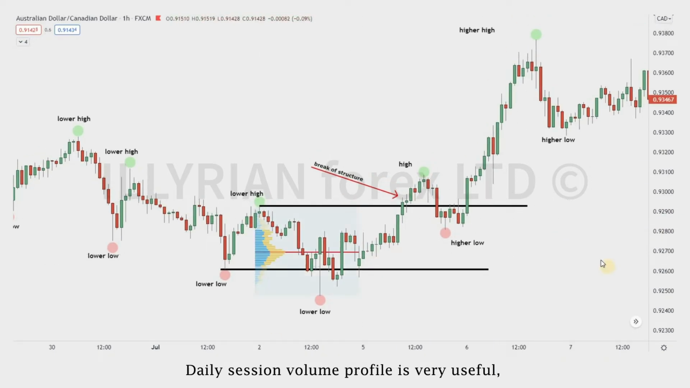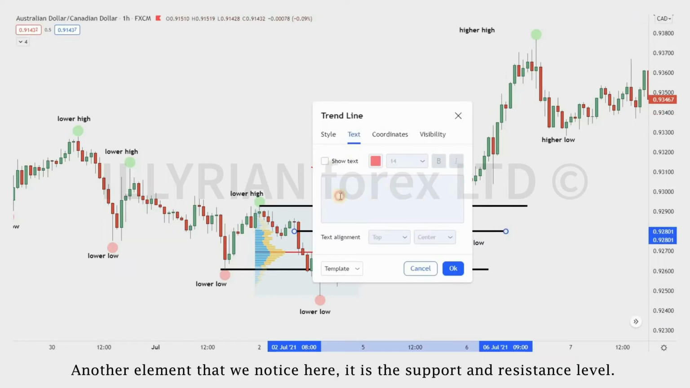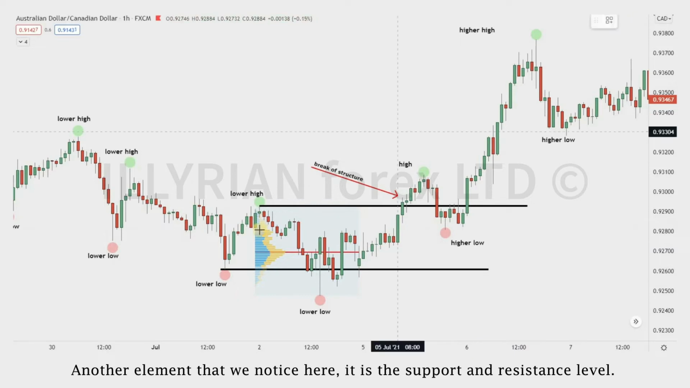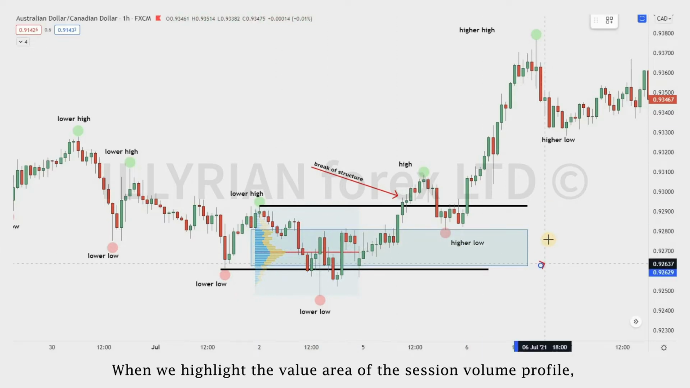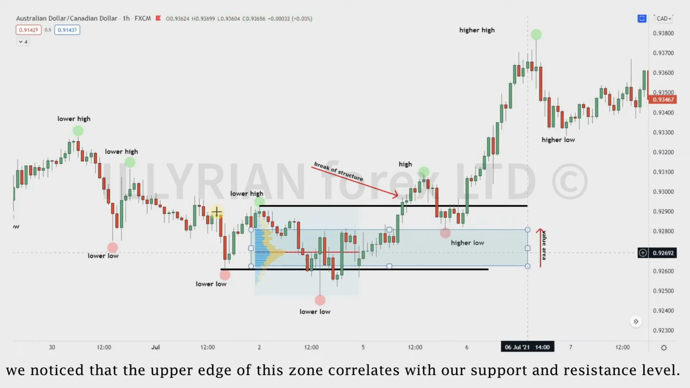Daily session volume profile is very useful. We can use the fresh point of control level as an entry level. In this case, the point of control is not fresh and has less strength. Another element that we notice here is the support and resistance level. When we highlight the value area of the session volume profile, we noticed that the upper edge of this zone correlates with our support and resistance level.